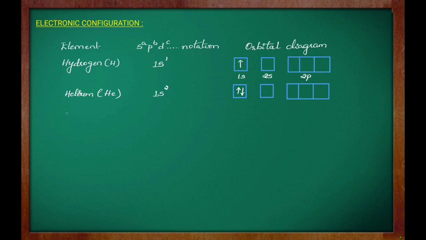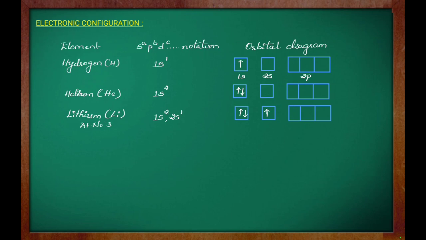For lithium, the representation is Li. The atomic number is 3, which means that it has 3 electrons. So the first 2 electrons will enter the lowest energy level, 1s2. And the next electron will enter the 2s orbital, so it is 2s1. Representing the same in the orbital diagram notation, one electron enters the 1s orbital, one more electron enters the 1s orbital with the opposite spin. Moving to the next level, 2s, one electron will enter the 2s orbital.